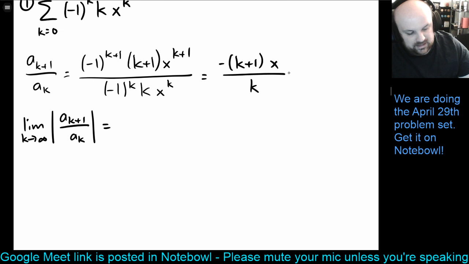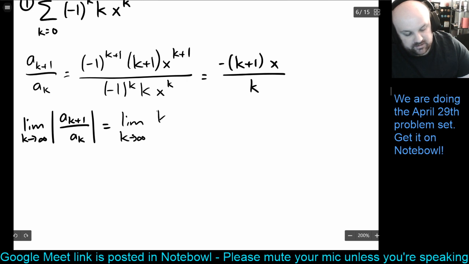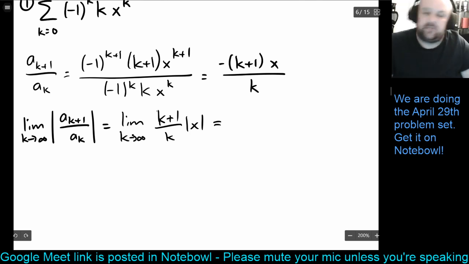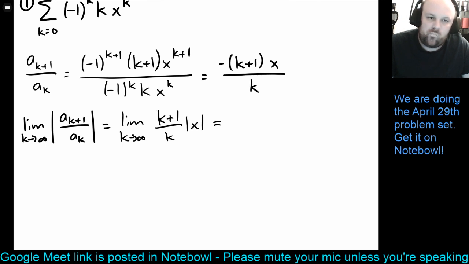So let's see what we have here. We're doing the limit as k goes to infinity of (k+1) over k, times the absolute value of x. So what's the value of this limit going to be? This absolute value of x?